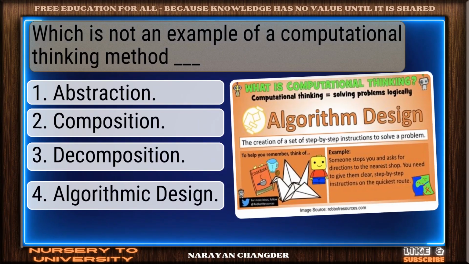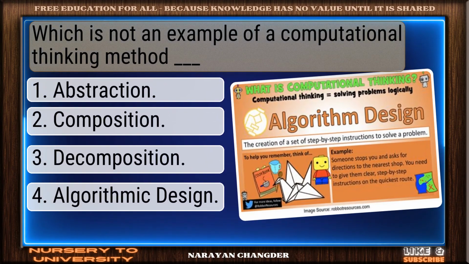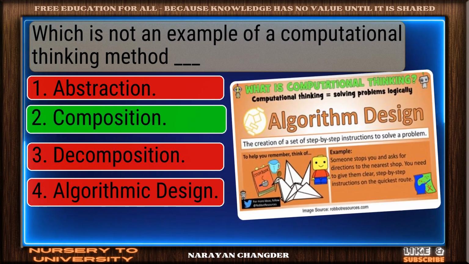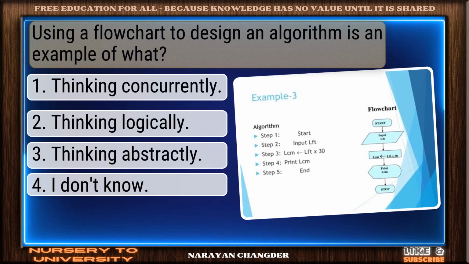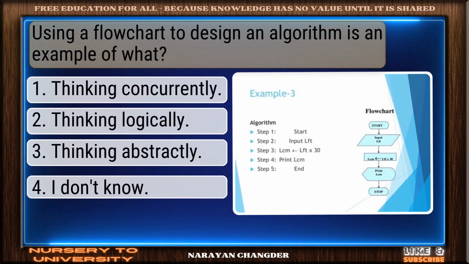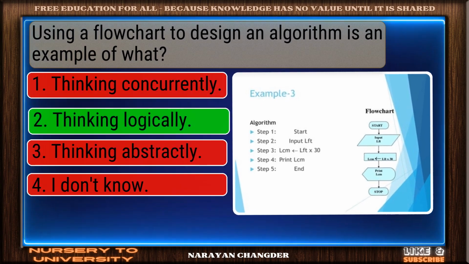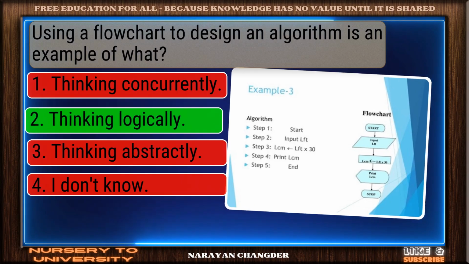Question number 13. Which is not an example of a computational thinking method dash? Great thinking. Composition is the right choice. Question number 14. Using a flowchart to design an algorithm is an example of what? You chose thinking logically, and it is correct.